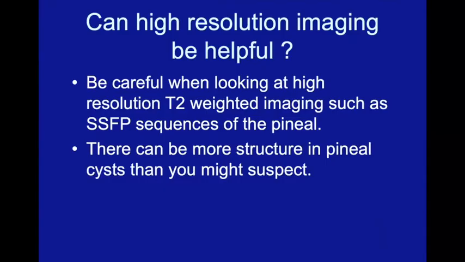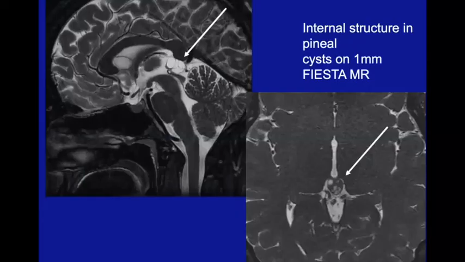Now, how about high resolution imaging? We thought, well, maybe this will help us because, obviously a cyst should look like a cyst, but if there's a solid portion of the tumor, maybe that will help us discriminate a cyst from a low-grade neoplasm. This is what happened when we started using high resolution imaging. We found that a lot of pineal cysts had a lot of structure in them. These are both pineal cysts, but this was using 1 millimeter FIESTA or steady state free precession imaging, much like you use maybe for your internal auditory canal studies looking at the 7th and 8th nerves.